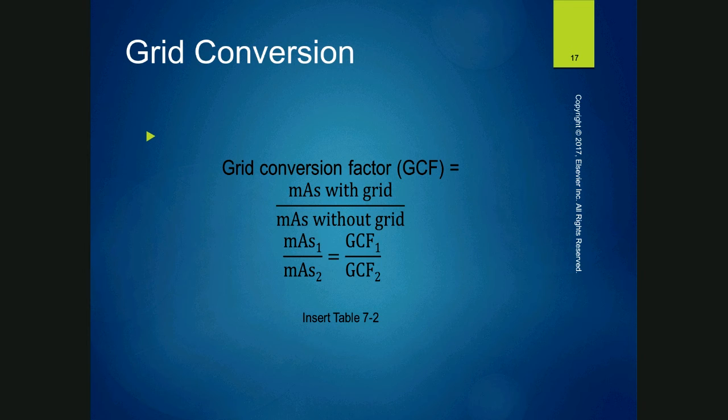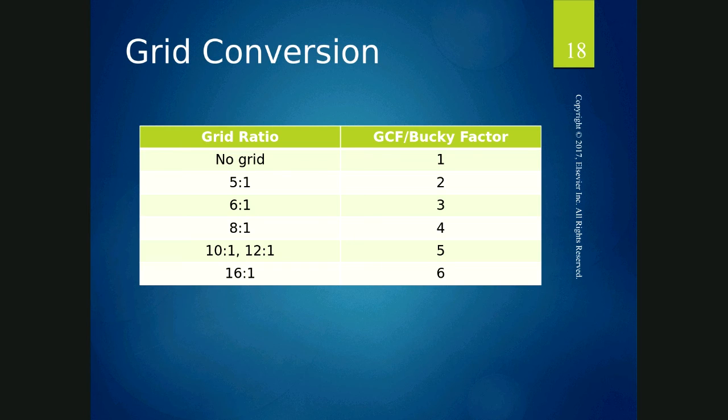I pulled this information on the next slide with the different grid conversion ratios. I can't remember if this came directly out of your book or if I pulled this one from Bushong, but they're both in there. I will also tell you on occasion you might see some practice problems that might say a 4-to-1 grid. That would be like the lowest grid ratio we would ever use. But that would lump in with the 5-to-1 grid with a grid conversion factor of 2.